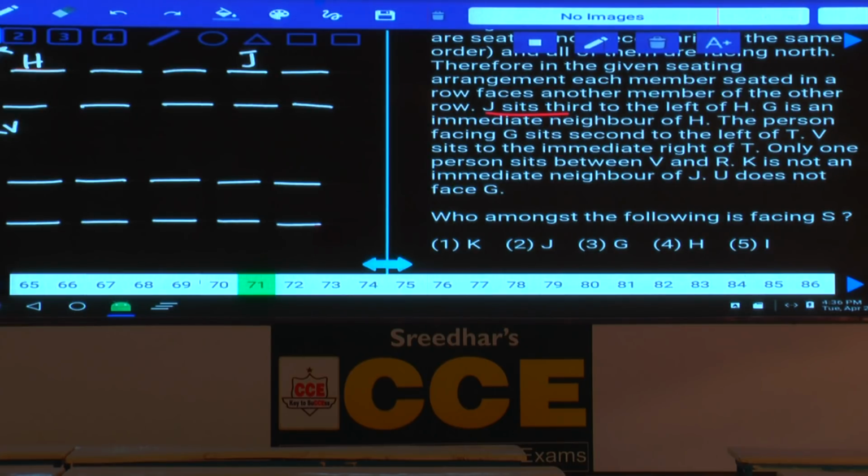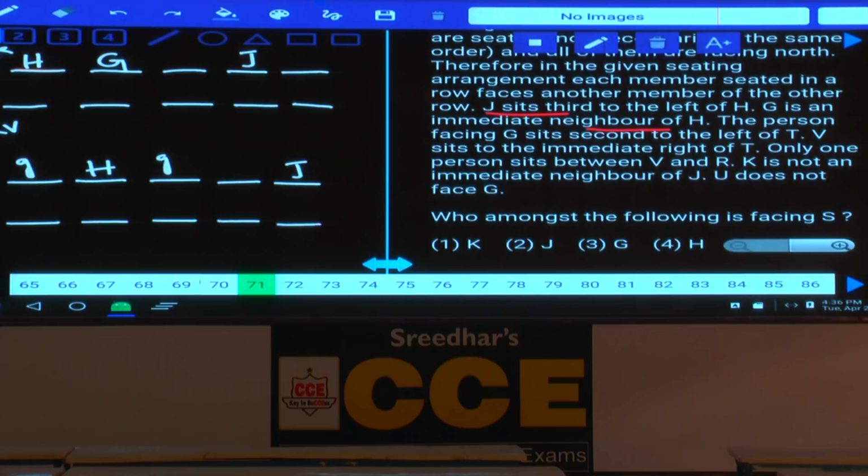According to the second possibility, if H is here, then J will be here. J sits to the left of H. And G is an immediate neighbor of H. In the first case, G will be here. And in the second case, G can be either here or here. G is an immediate neighbor of H.